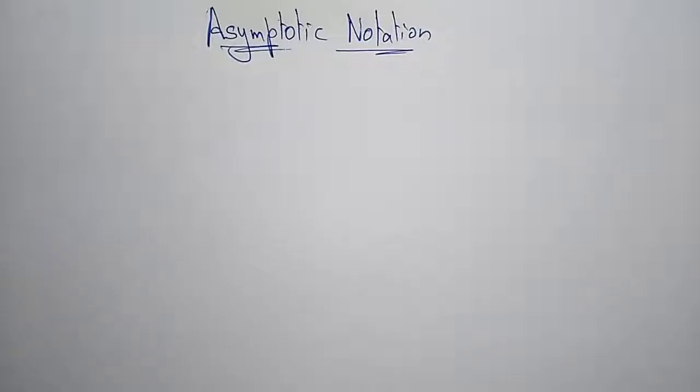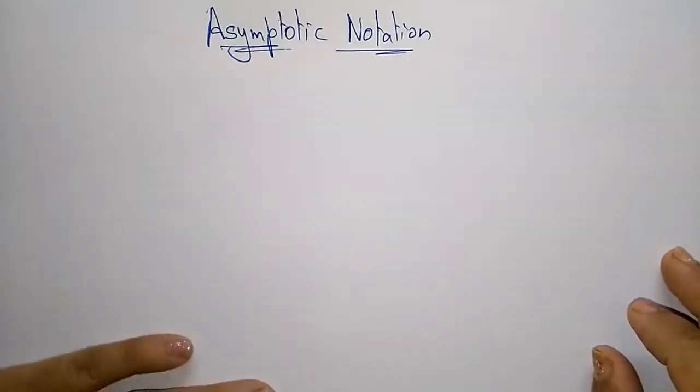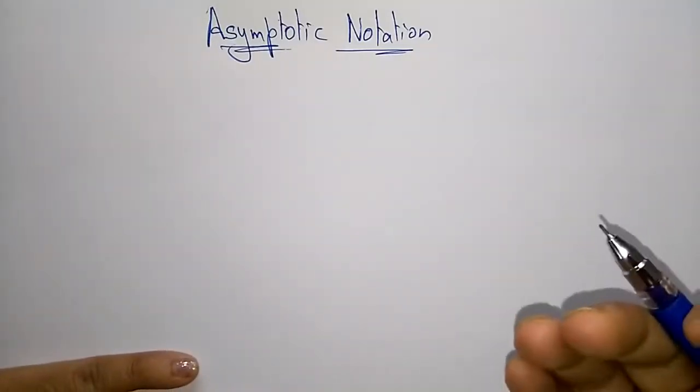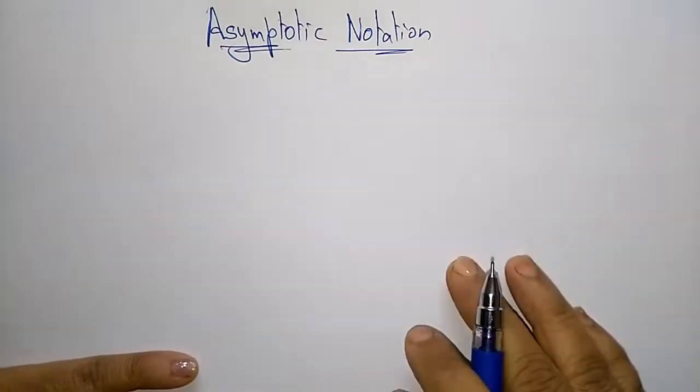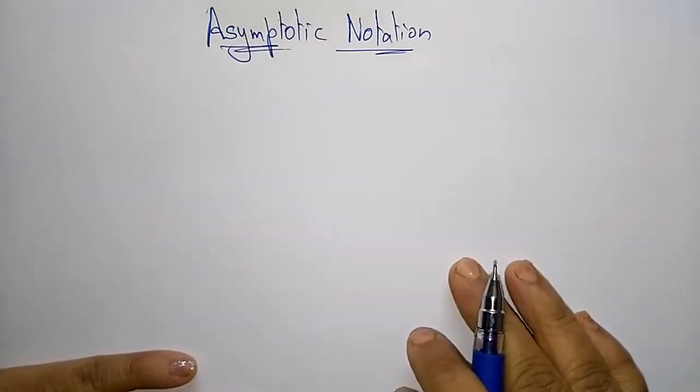Hi students, coming to the next topic in the subject Design and Analysis of Algorithms, which is asymptotic notations. So what are these asymptotic notations? And why do we use asymptotic notations in the design and analysis of algorithms?